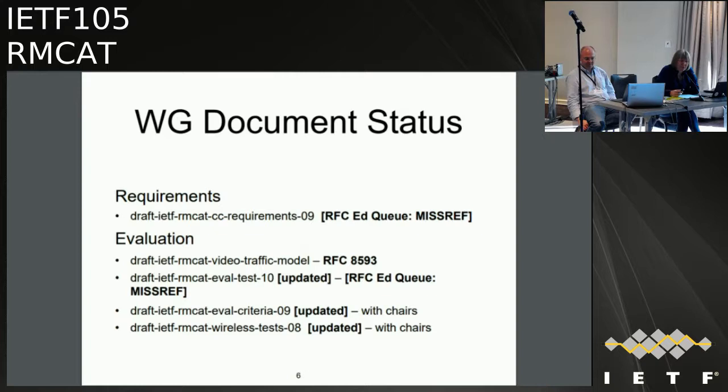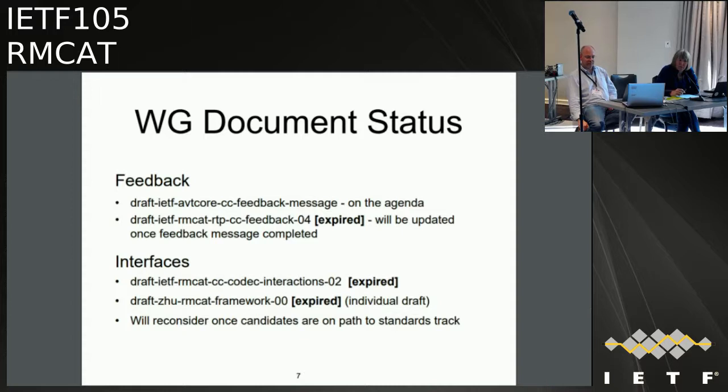And then we have the eval criteria and the wireless test that went through the working group last call, and the authors just submitted the final updates on both of those two drafts. So they are now with the chairs for the write-up and sending it off. And then we have the feedback part. So Colin will give us an update on the draft in AVT Core, and then we have the draft in RMCAT that will be updated once the AVT Core draft gets finished. And we have some of the old other drafts that we don't expect to move on at this point.